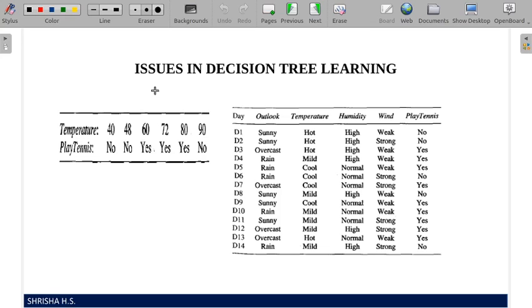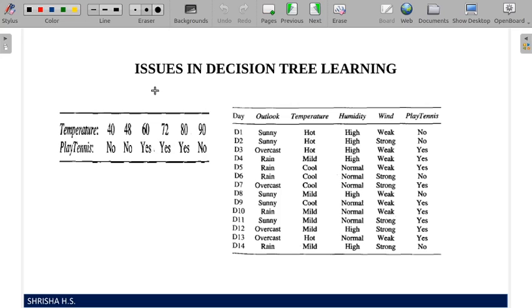We may transform continuous values to discrete values. What are the attribute values of temperature? Hot, mild and cool. Let's assume that 70 to 90 is hot, 60 to 70 is mild, 40 to 50 is cool. Suppose we make a range of numbers and assign a discrete value to it. This is how we are able to change our numerical values to a discrete attribute value.